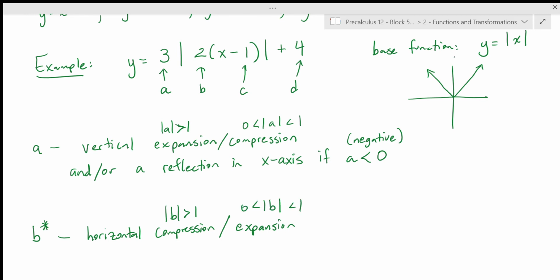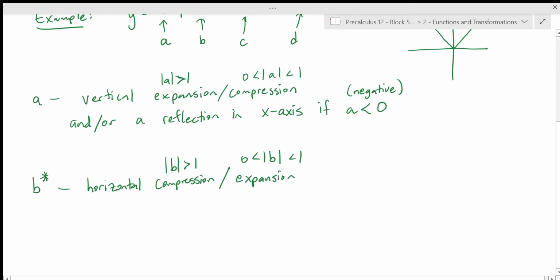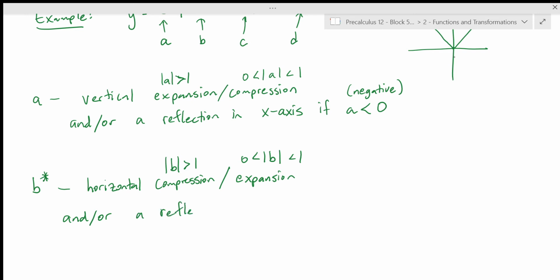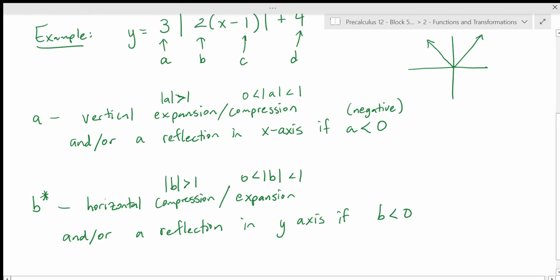Okay, and it could also be a reflection in the y-axis if B is negative. So that's the same way. If B is negative, you will be reflecting in the y-axis.